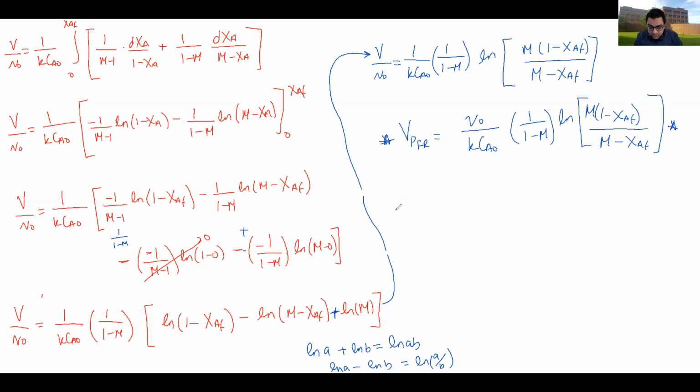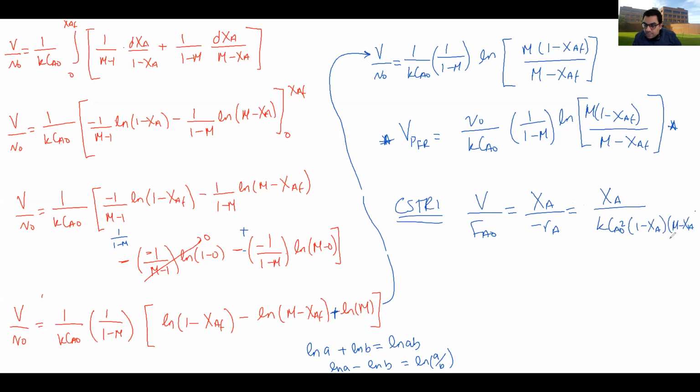So I have it for the PFR. Let's have a look at the CSTR now, right? So the performance equation for a CSTR is V over FA naught is equal to XA over minus RA naught. And I'm going to plug in the same expression for minus RA, which I derived at the beginning of this problem. So this is equal to XA over K CA naught squared, 1 minus XA, M minus XA. Okay? This is the performance equation for a second order reaction in a CSTR.